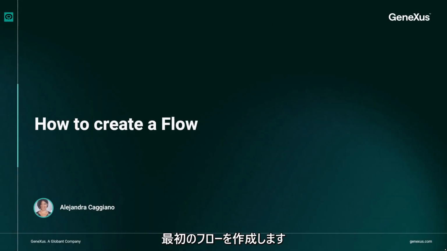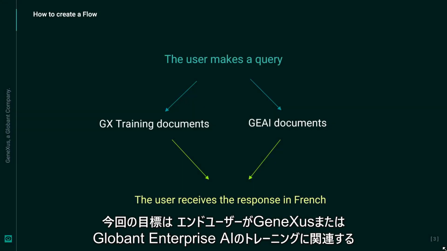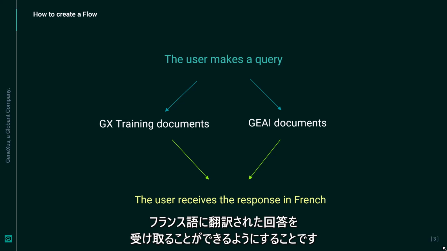We are going to create our first flow. The objective is to enable the end user to make a query on a topic related to GeneXus or Globant Enterprise AI training and have the answer translated into French.